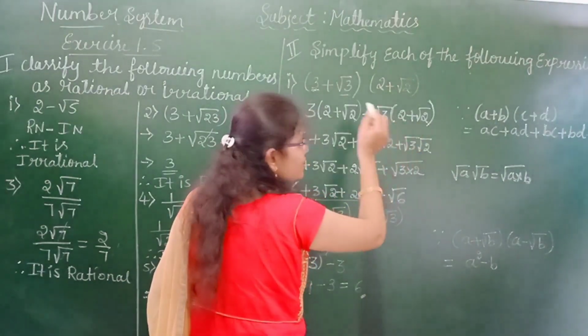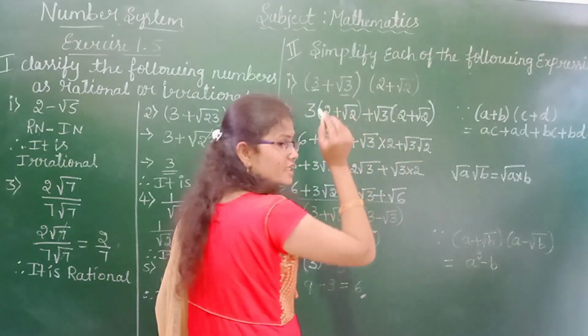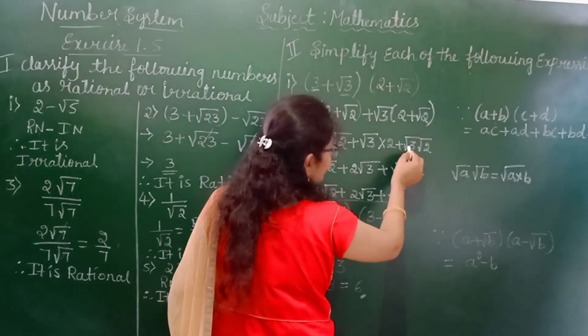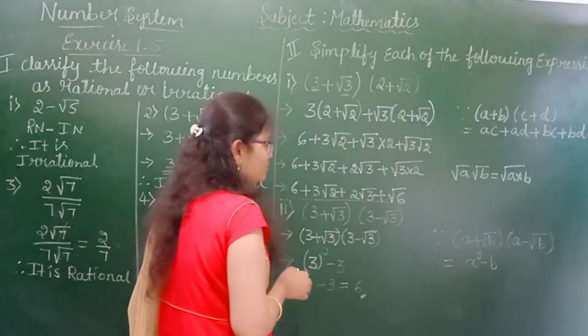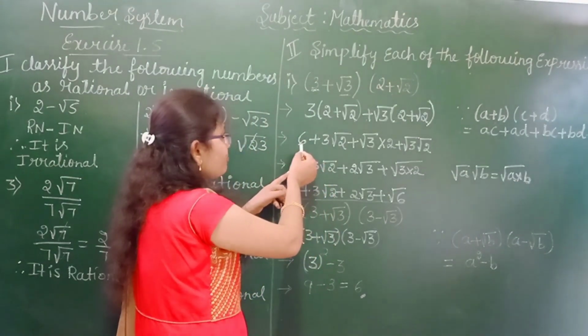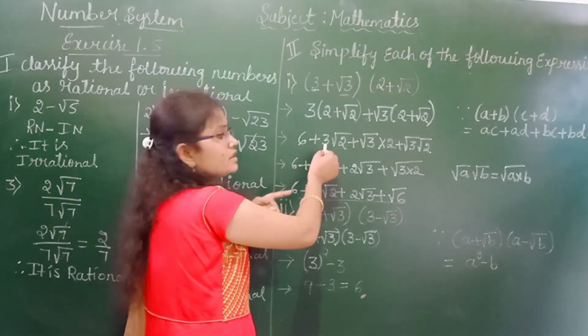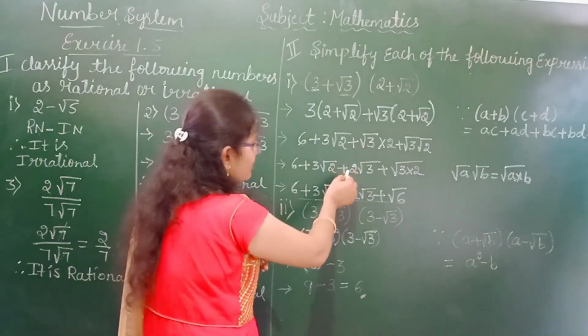We have to multiply the sign. Plus into plus is plus. Root 3 into root 2 is equal to root 3 into root 2. Now you can see the next step: 6 as it is, plus as it is, 3 root 2, plus as it is.